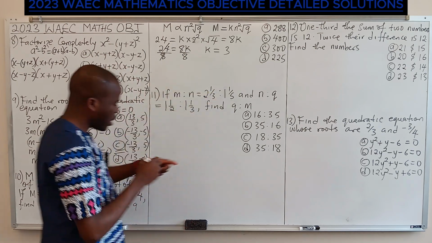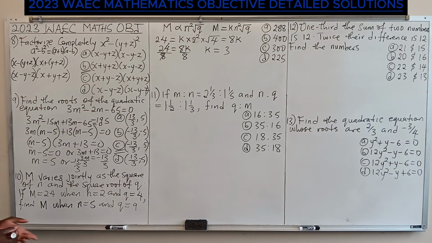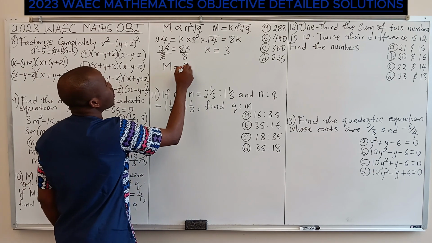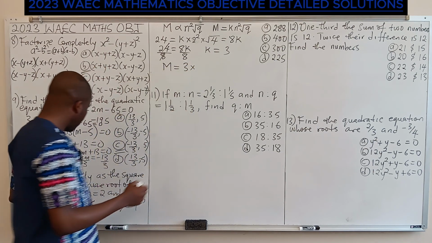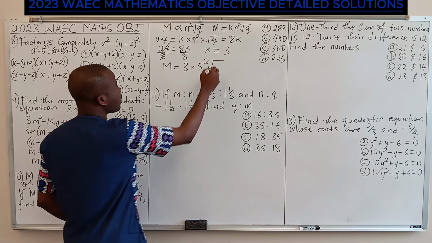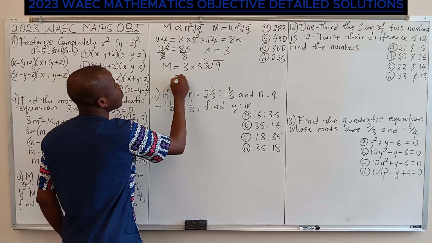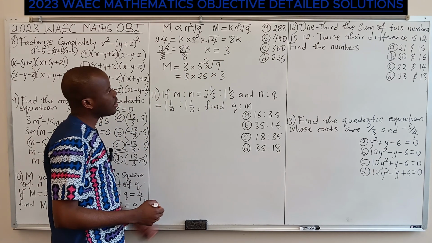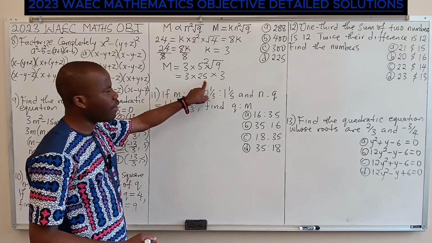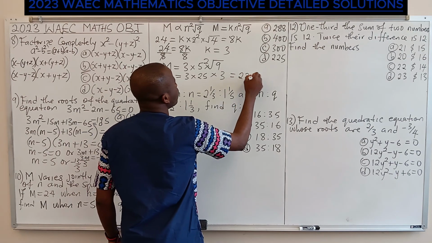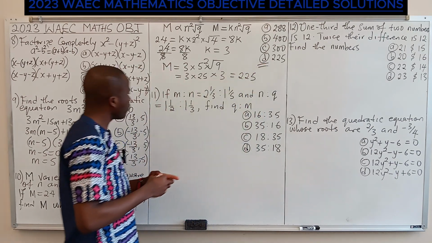Since we have gotten k to be 3, we are told to find m when n is 5 and q is 9. So to find m now, we substitute k as 3 times n is 5, we have 5 squared, and q is 9. This is 3 times 25 times 3 because square root of 9 is 3. 3 times 25 is 75. 75 times 3 is 225. So the correct option is D.